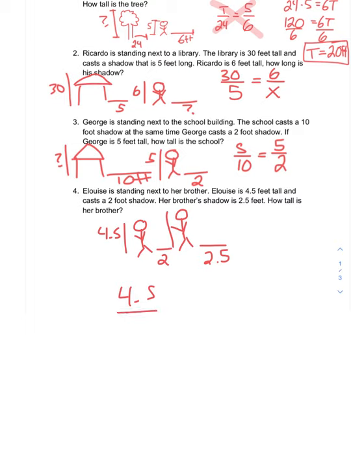We have 4.5 over 2 equals brother's height over 2.5. And you can round that answer to the nearest tenth, or there should only be 3 numbers after the decimal, so feel free to write them all out. Do not, however, round to the nearest foot because then it's inaccurate.